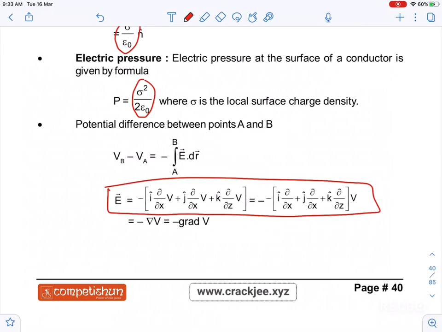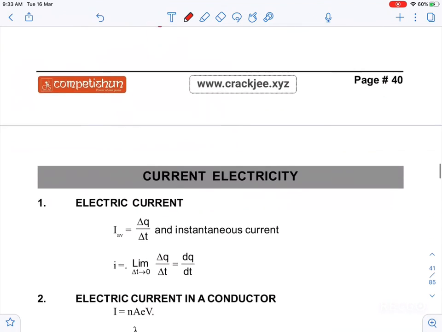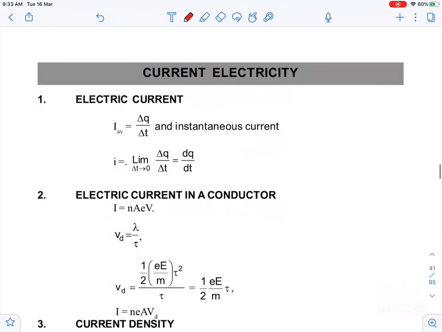Now this is actually one advanced question they have asked. Electric field is equal to minus (i del by del x of V plus j del by del y of V plus k del by del z of V). This is gradient, guys. Del means partial derivative, you have to do with respect to x, y and z if they have given in 3 dimensions like this.